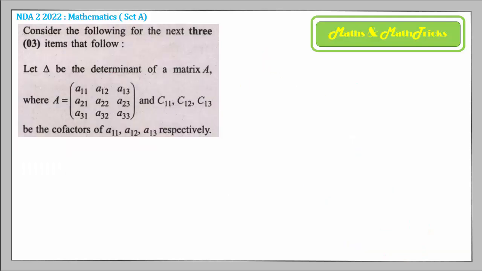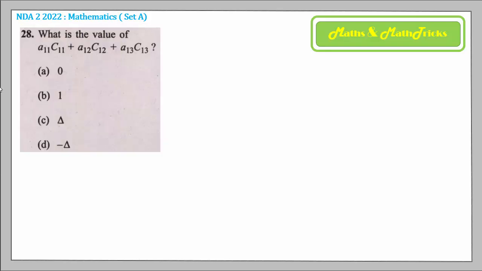Now the next bunch is again answering 3 questions based on the info that delta is the determinant of this general matrix. Notice the general matrix has 3 rows, 3 columns, total 9 elements, and they say that for the element small a11, the corresponding cofactor is C11. For element a12, the cofactor is C12, and for element a13, the cofactor is C13.